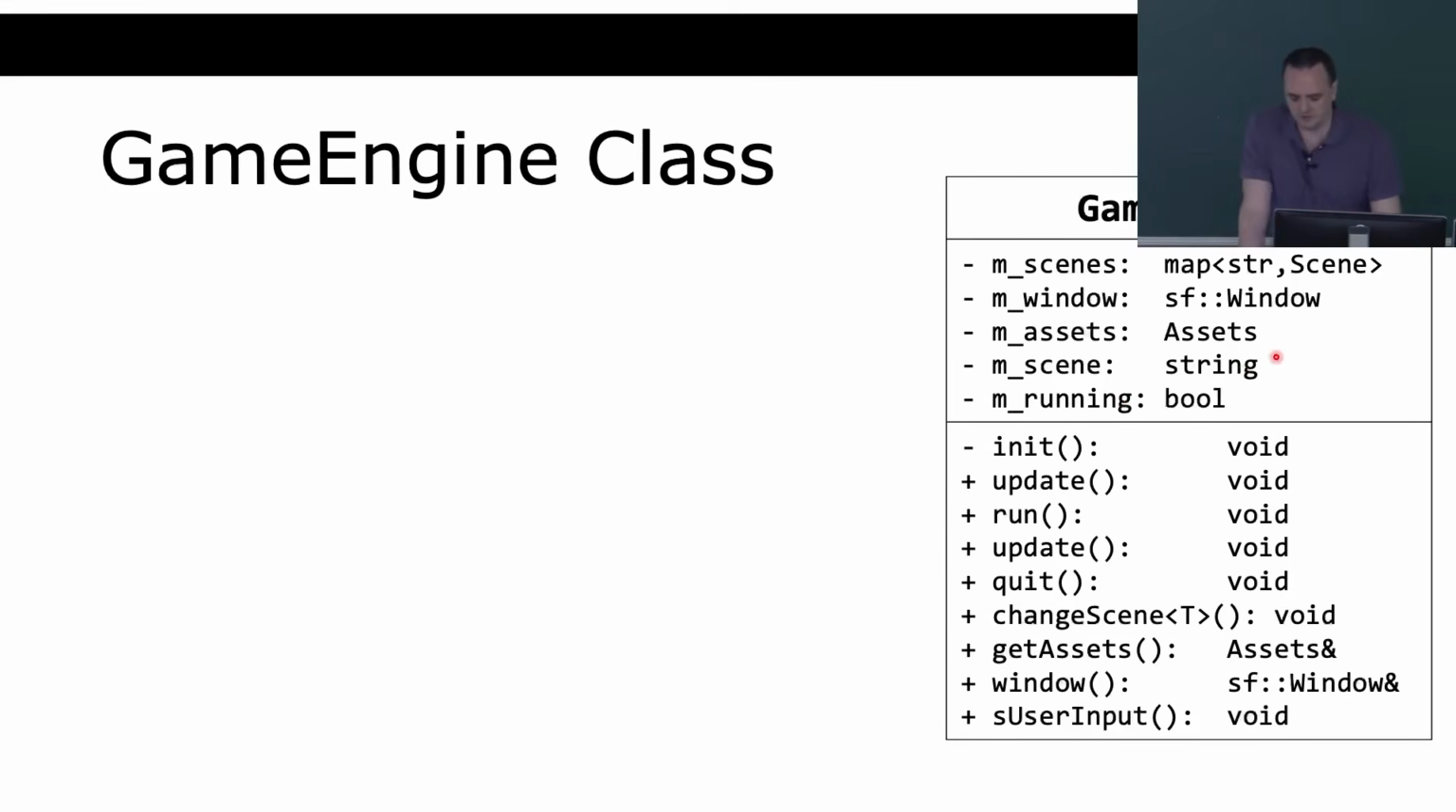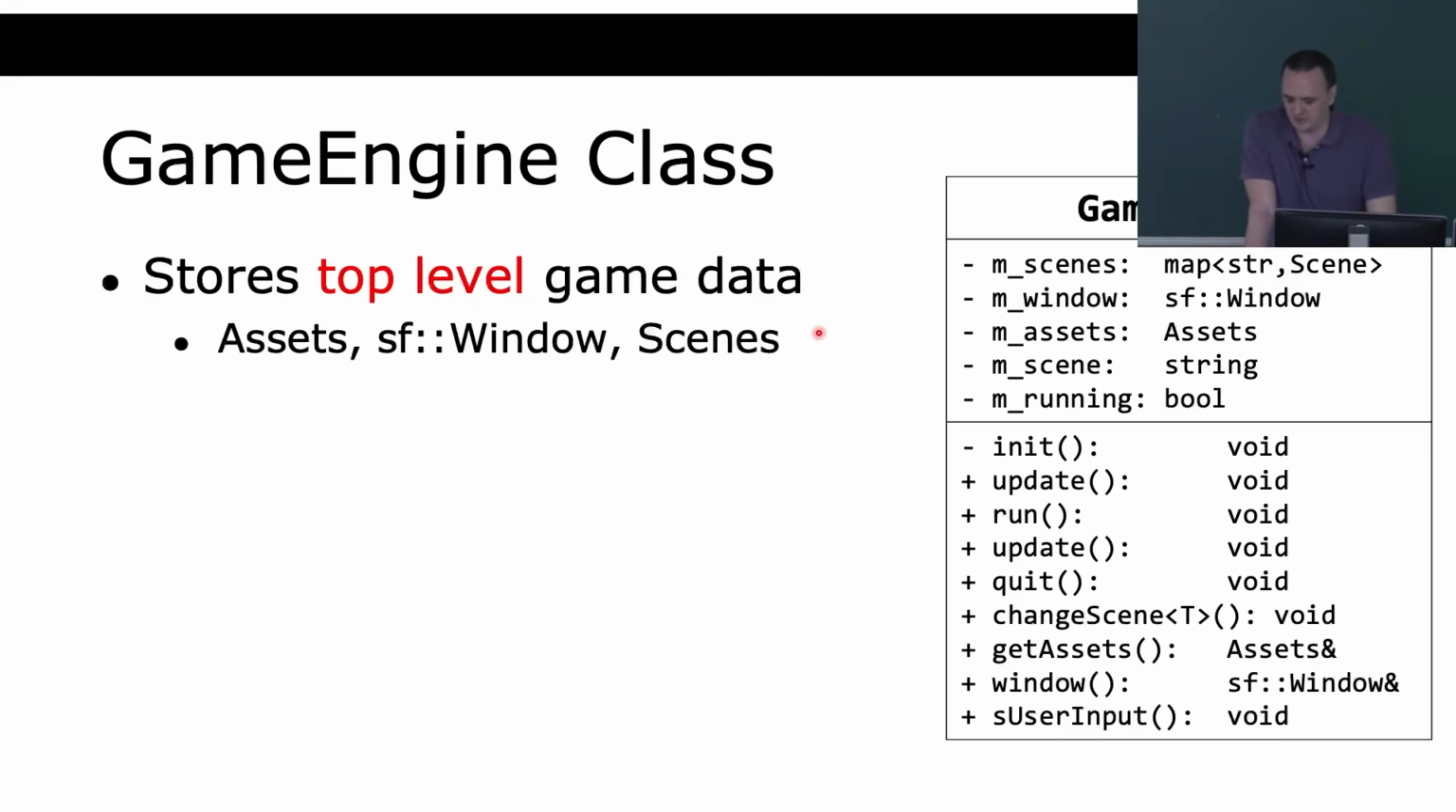So what's going to change in this new game engine class? Well, over here we can see some new variables. The game engine class is going to store the top-level game data that is really relevant to everything. So no matter which scene is playing, this is the stuff that needs to be managed. So for example, the assets, right? All of the different textures and sounds and stuff that we load from files, those are always going to be present in the game engine class. The window that we're drawing things to.